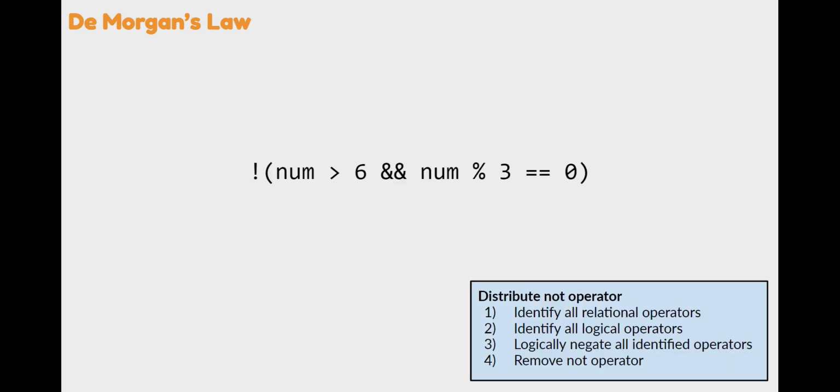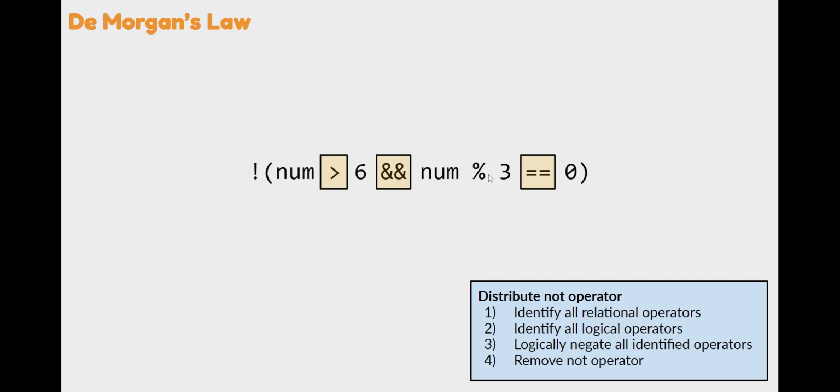It really is just a series of steps that you need to follow. When we have the not operator on the outside of our parentheses, we want to distribute in that not operator by following the steps. The first step is that we want to identify all relational operators. Our first relational operator is the greater than sign. Our next relational operator is the equal to sign. Then we want to identify all logical operators. We have one logical operator in there, which is our logical AND.